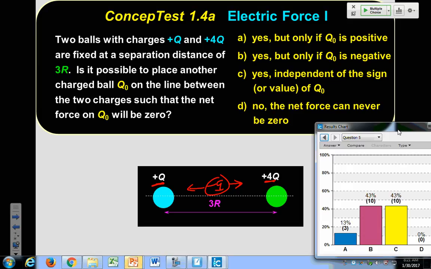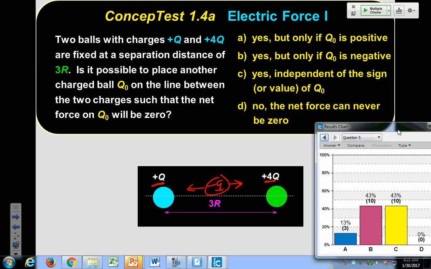So if it's negative, there is a place that we can put it so that the force will be 0. By the way, will I put it closer to this charge, closer to this charge, or in the middle? To the left, right, or center? Where are we going to put it? To the left, right. You want to get it far away from that big charge because the big charge imparts a greater force. So I want it to the left.